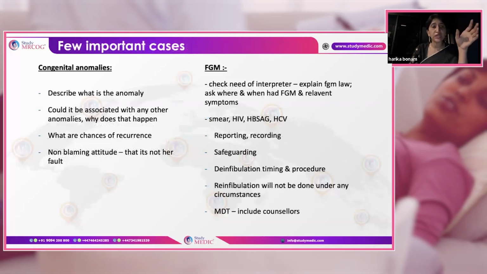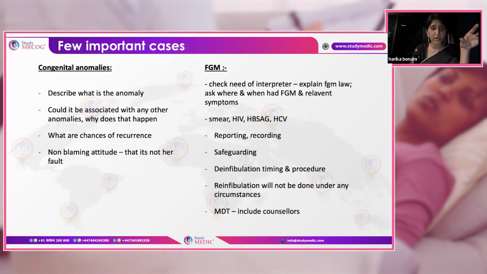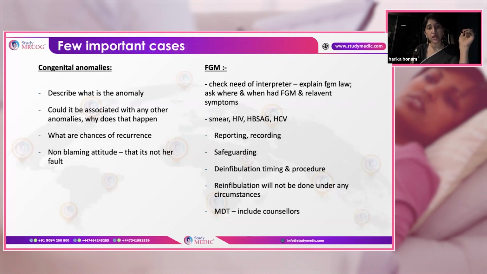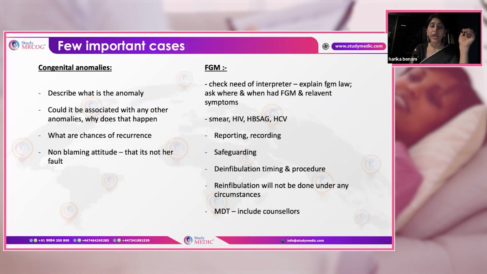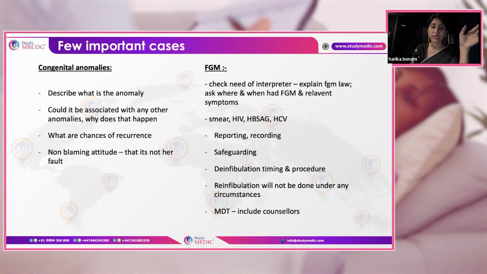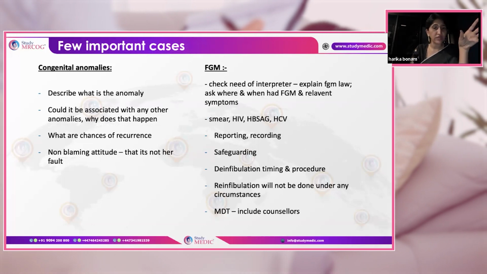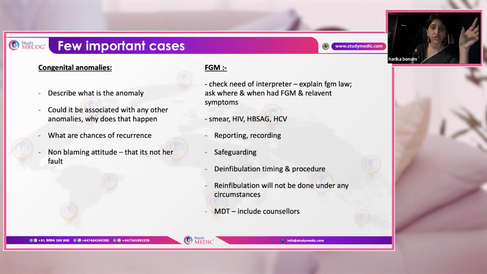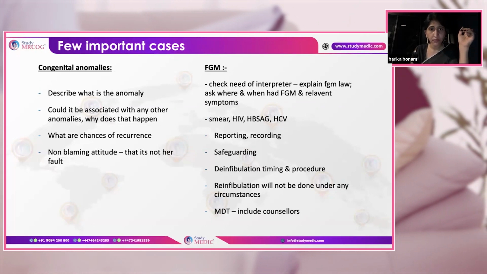In patients with congenital anomalies, describe what the anomaly is, whether it could be associated with any other anomalies, why this happens, and what the chances of recurrence are. And if the patient blames herself, you'll have to say she should not blame herself, that it is not her fault. So a non-blaming attitude is really very important.